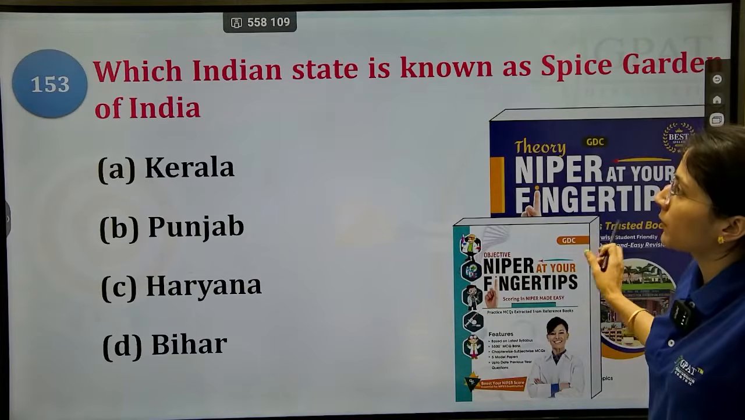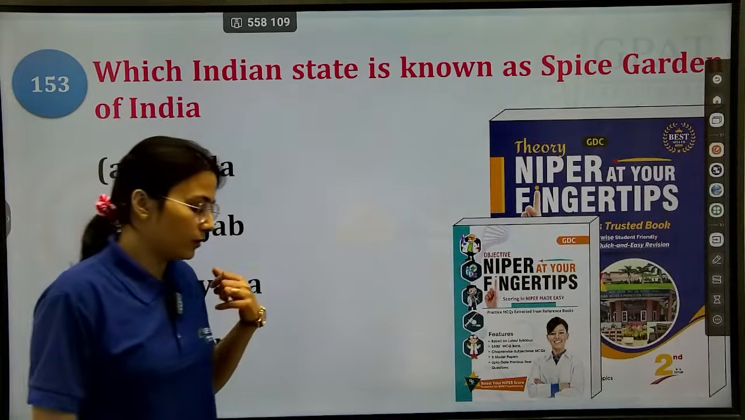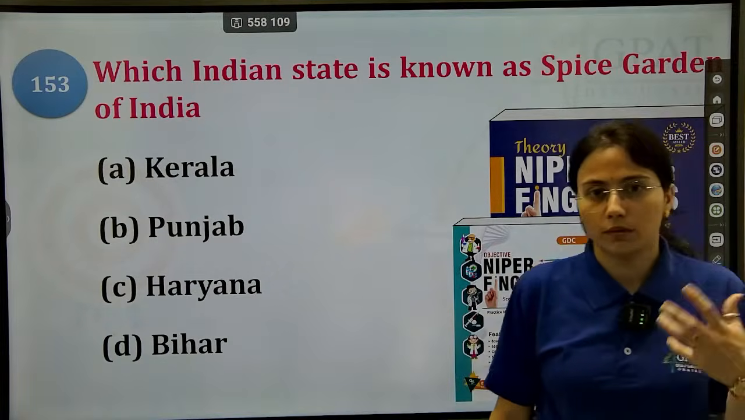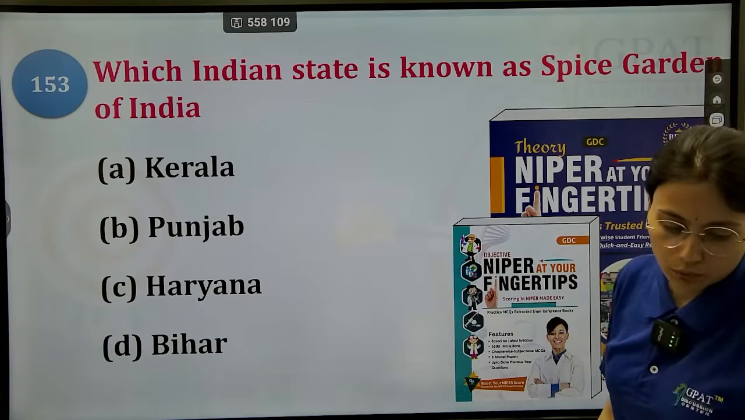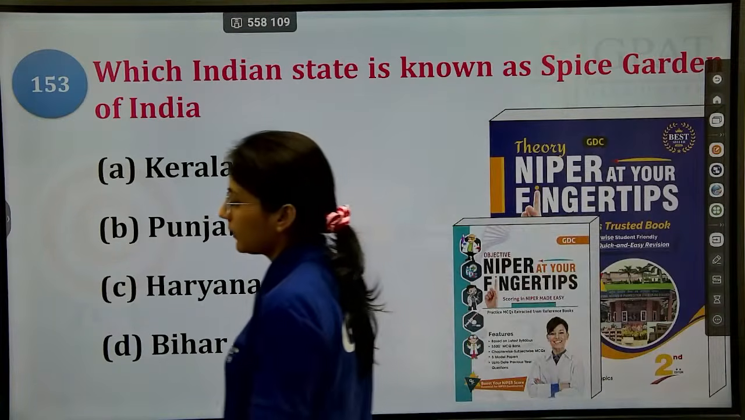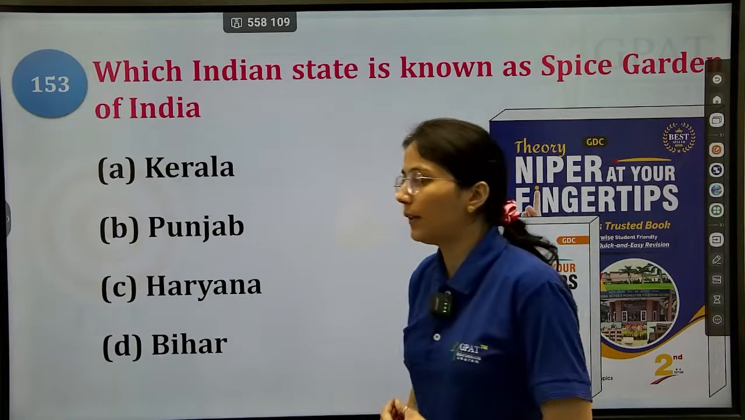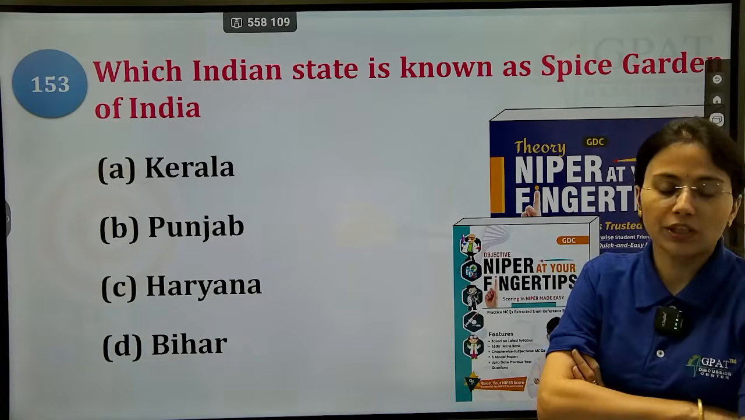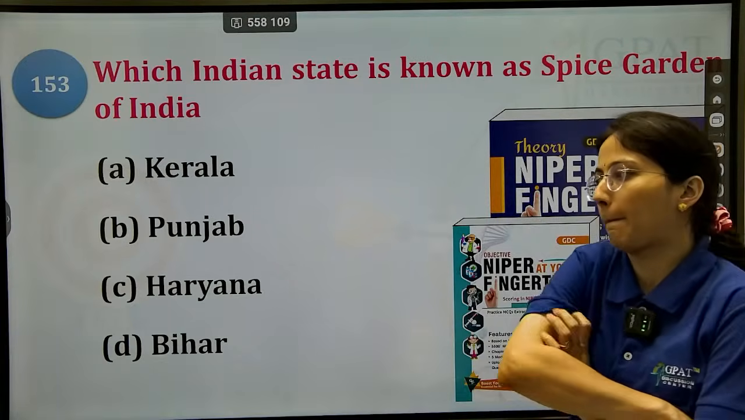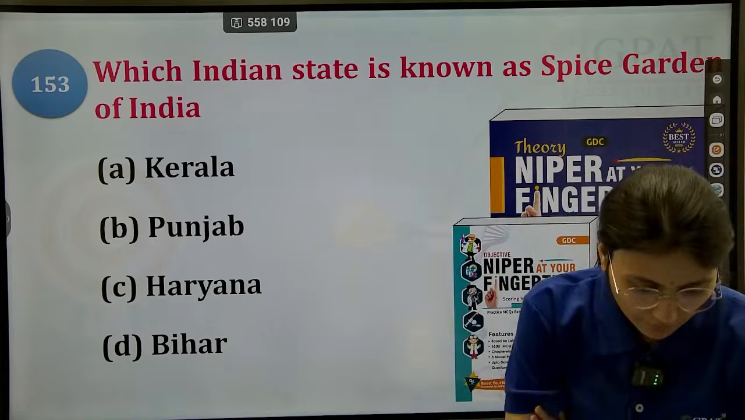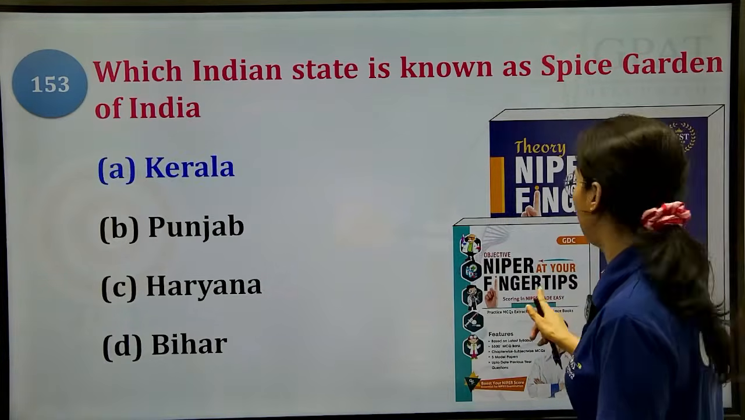Yes, okay. Which Indian state is known as the Spice Garden of India? From the previous question, I have talked about the Spice Garden of India. So the correct answer is what? Which Indian state is known as Spice Garden of India? Kerala, Punjab, Haryana, Bihar. Kerala, yes, very good. Kerala is the correct option. Kerala is known as Spice Garden of India.